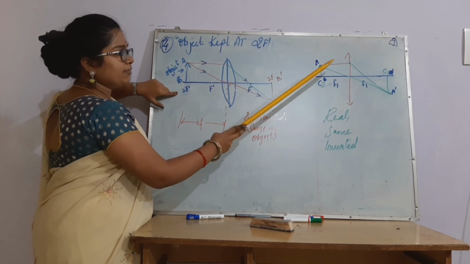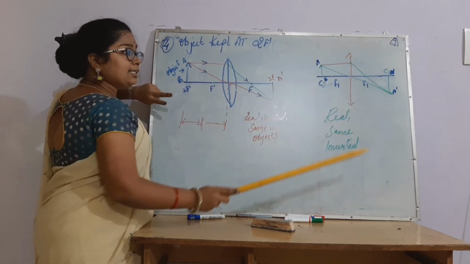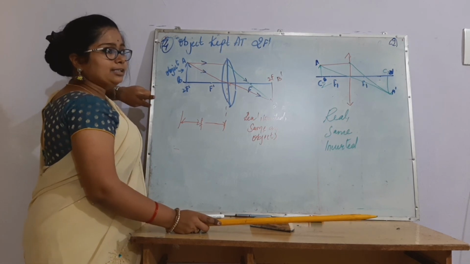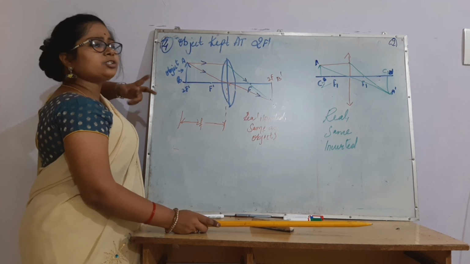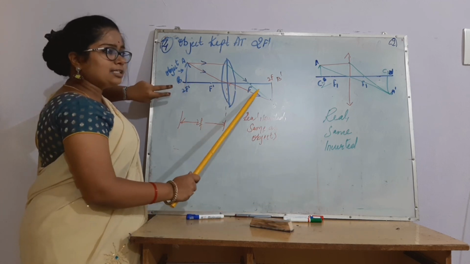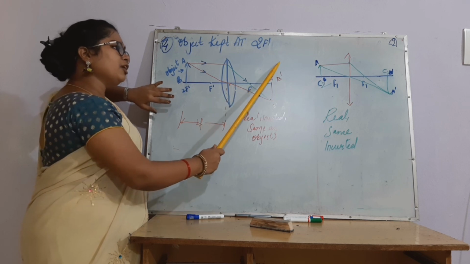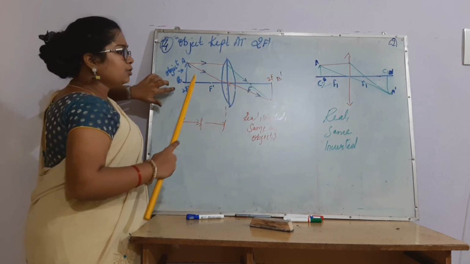Say the object is kept at the center of curvature, and the image is on the other side of the center of curvature. I said the lens is bounded by two surfaces, isn't it? Two sides will be there. So two focuses and two centers of curvature will always be there. The light can fall from that side or this side. That's why the two will be there.